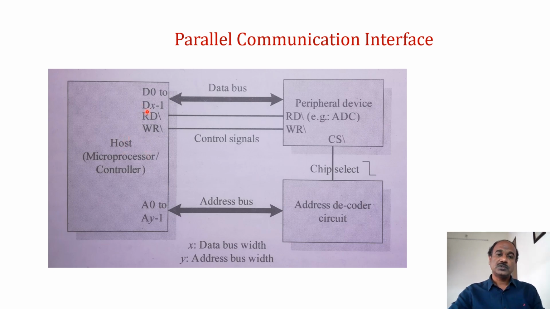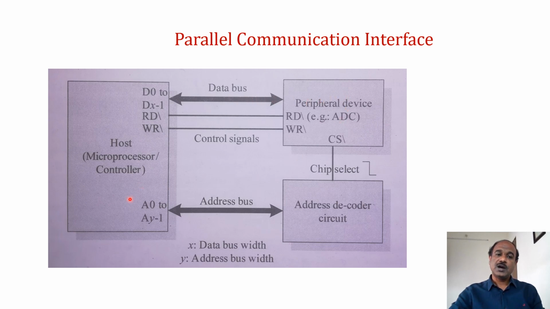write the data. So suppose it wants to write the data to this peripheral, then it will activate this write bar line. So it will send a low signal on this. Then the processor or the host controller will send the data to be written on these data lines that will be received by the peripheral device.